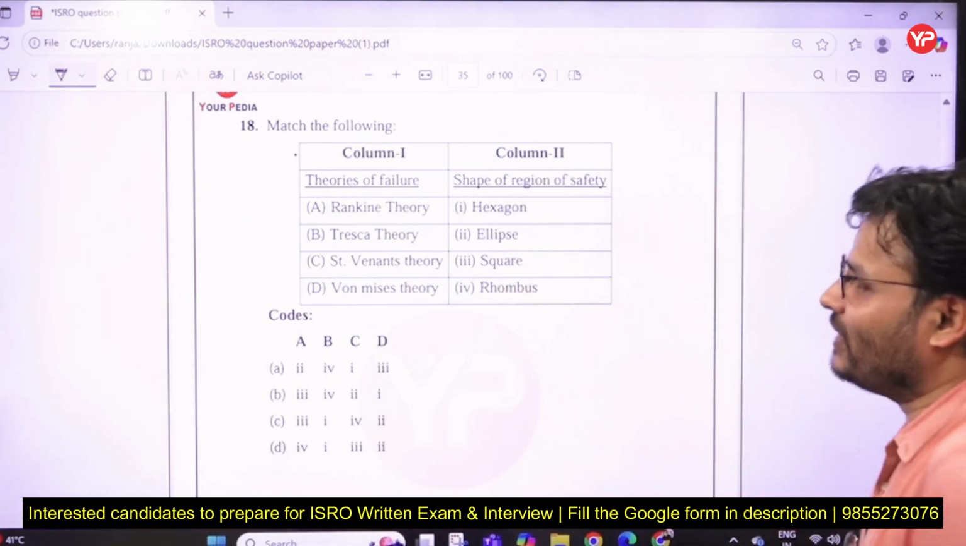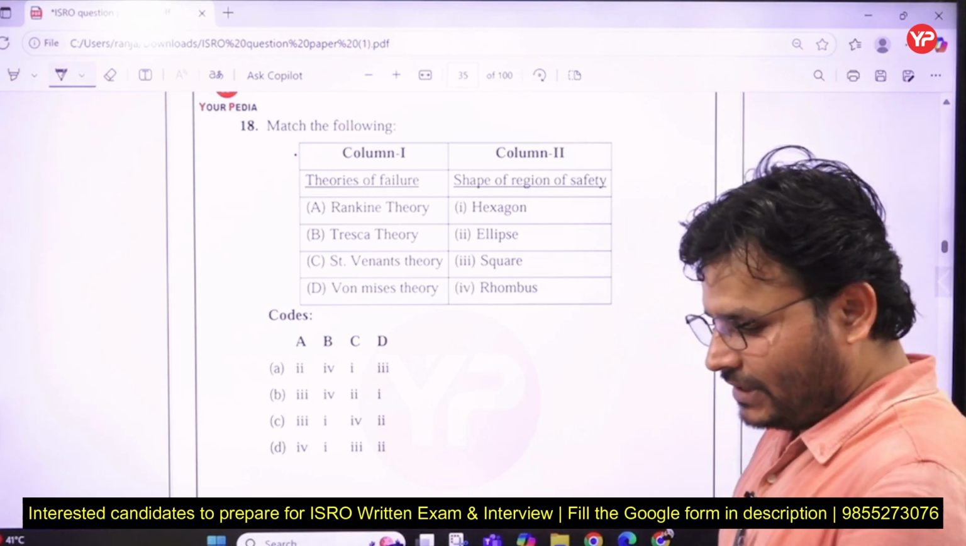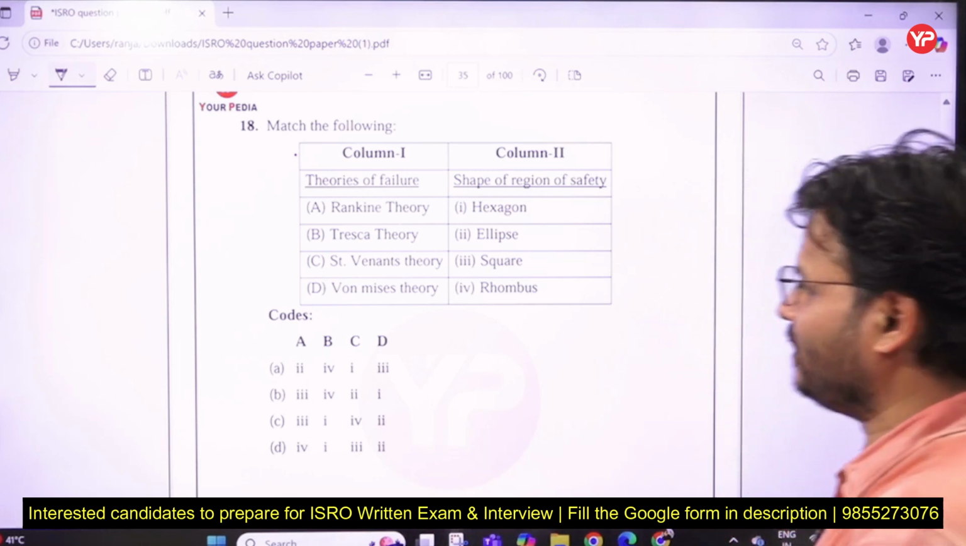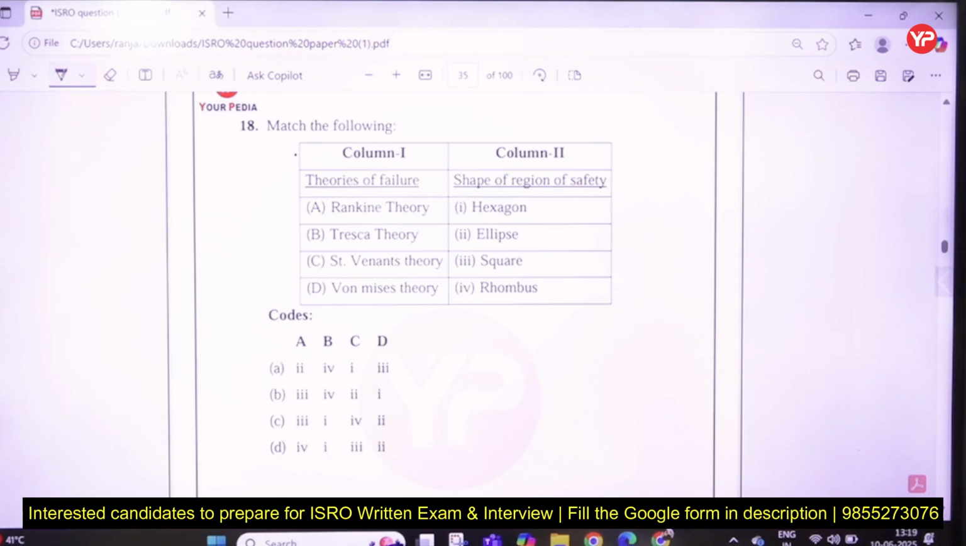If you talk about Rankine theory, it is applicable for brittle material, and is known as the maximum normal stress theory. Tresca theory is known as the maximum shear stress theory, basically applicable for ductile material. Saint Venant's theory is basically the maximum principal strain theory. So all of that is right.